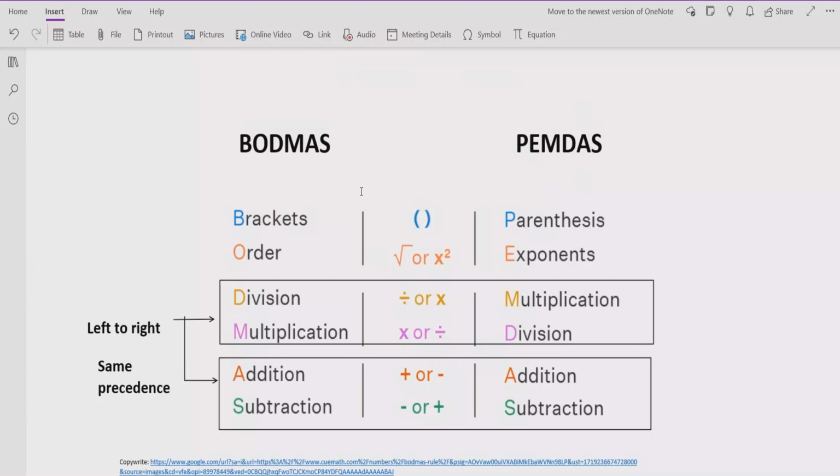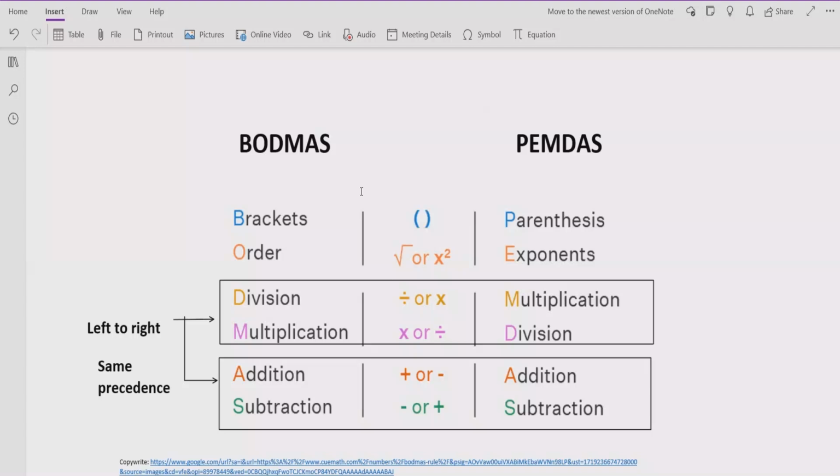And the rule says if your expression contains any bracket or parenthesis, you have to solve that part first in your expression. After the bracket, you have to see the power of any number. If your expression contains any number which has a power, you have to solve that part after the bracket. Step number three is you have to solve division and multiplication. Both have similar precedence, so you can solve any of them which is coming first. So you have to go left to right in your expression and find out which is coming first. If division is coming first, you have to solve the division first. And if multiplication is coming first, you have to solve the multiplication first.